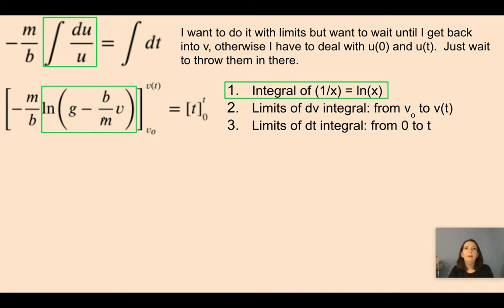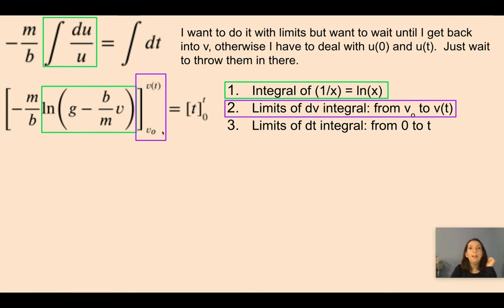The second thing that happened was that I threw my limits in here. My limits of my dv integral were from v naught, whatever my initial velocity was, to v of t. That's all that happened here because I did the integral, and so I wanted some limits. And then my limits of my dt were just 0 to t. And the integral of dt is just t. Okay. So take a breath, make sure that that makes sense.